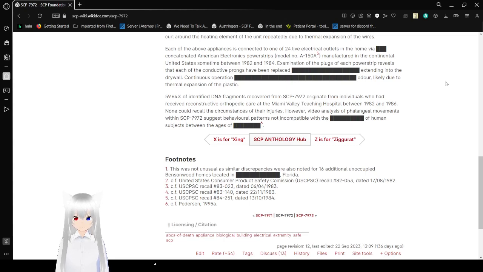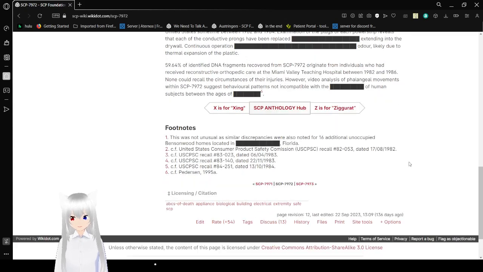59.64% of identified DNA fragments recovered from SCP-7972 originate from individuals who had received reconstructive orthopedic care at Miami Valley Teaching Hospital between 1982 and 1986. None could recall the circumstances of their injuries. However, video analysis of anterior movements within SCP-7972 suggests behavioral patterns not compatible with the redacted of humans and subjects between the ages of redacted. Peterson, 1995A. Yeah, there's nothing hidden there that I can find, so I don't know what the heck is behind all the redactions.